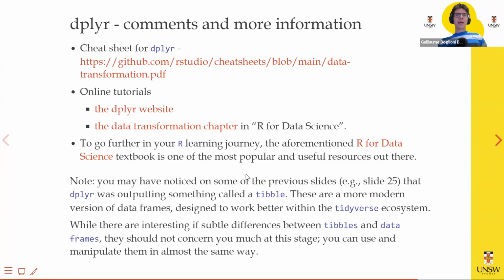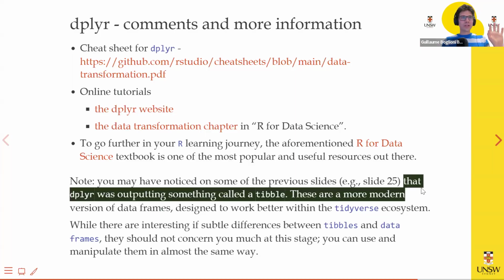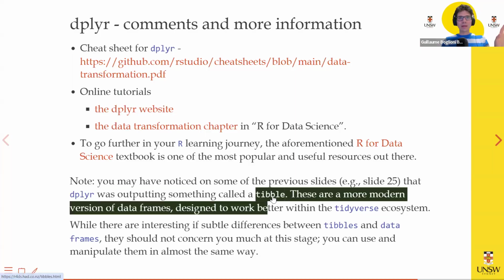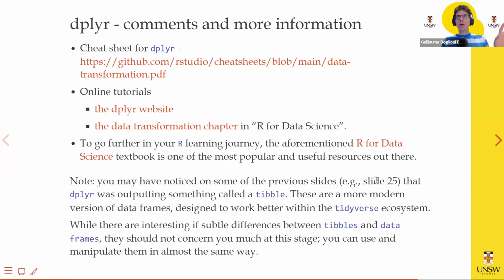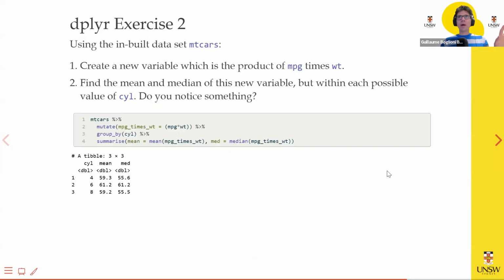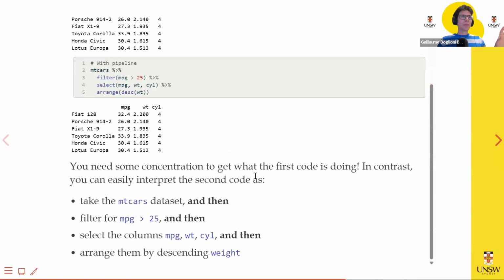And then there's one more note. You may have noticed, if you're observant, that in fact dplyr doesn't return a data frame. dplyr returns something called a tibble, and here, there's a link you could click to get more information about tibbles. For example, slide 25. Let's go back just to give the example.